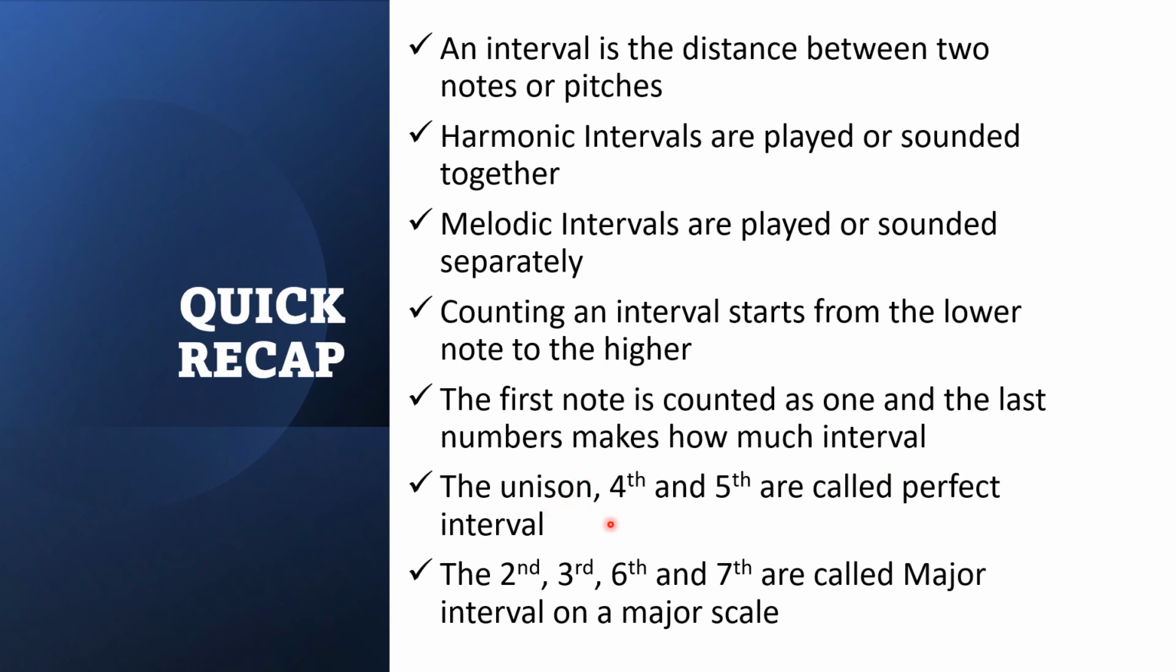The unison, the fourth, and the fifth are called perfect, and also the octave as well. They are called perfect intervals, while the second, the third, the sixth, and the seventh are called major intervals on a major scale. Take note of that, so you don't get confused when we're dealing with minor scale.